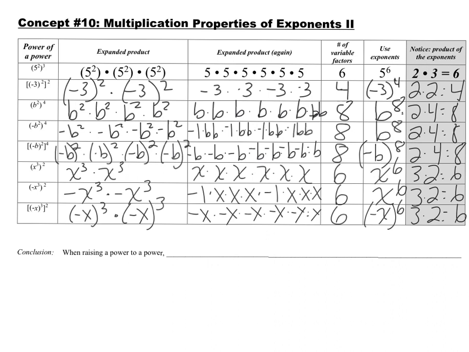So, with the problems where we're taking a power to a power, meaning that we've got an exponent that's right outside a parenthesis, and then we've got exponents on the inside of parentheses as well, when raising a power to a power, what do we do? We multiply the exponents. So that's what we're going to say we do. We're going to multiply the exponents.